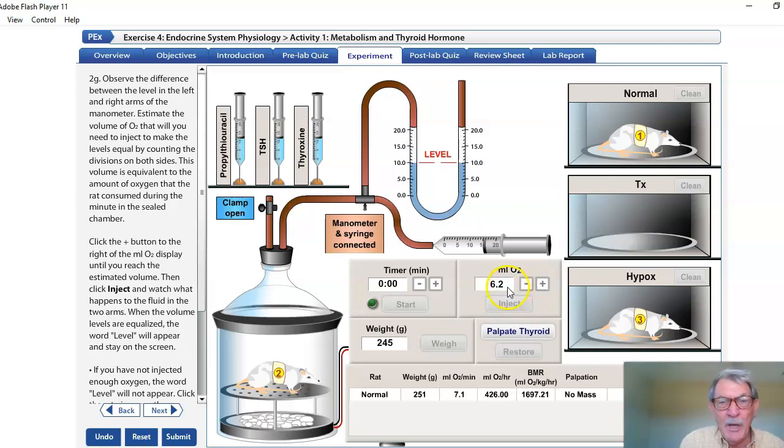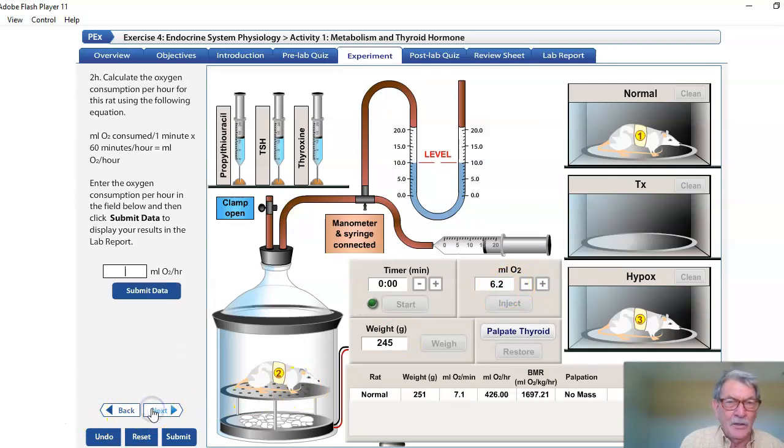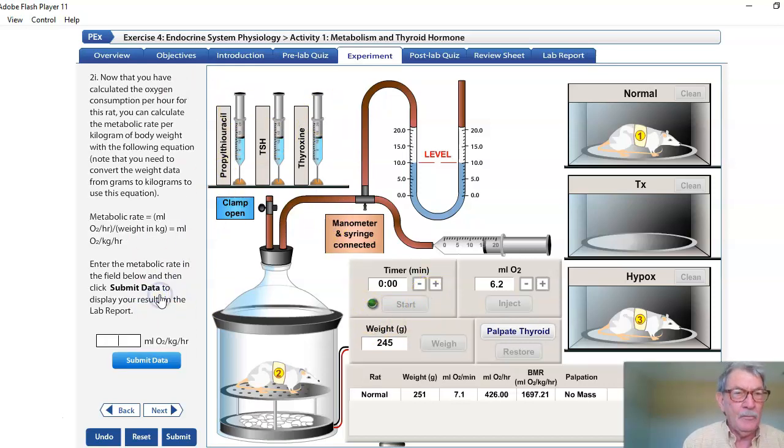So 6.2 mLs. Great. 6.2 times 60 will give us the number of mLs per hour. 6.2 times 60 equals 372. Submit the data. Divided by the body weight of this rat, 0.245 kilograms, 372 divided by 0.245 equals 1518.